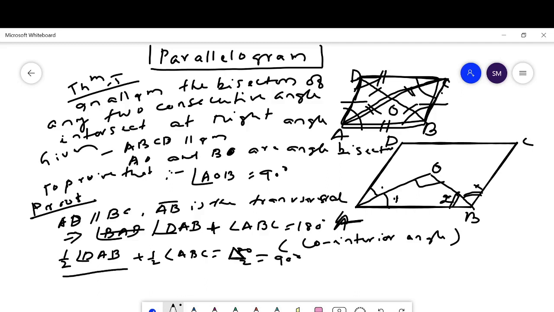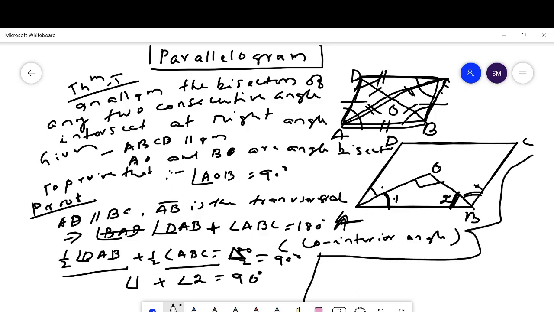Half of angle DAB is angle 1. And half of angle ABC is angle 2, as AO and BO are angle bisectors. Then angle 1 plus angle 2 is equal to 90 degrees.